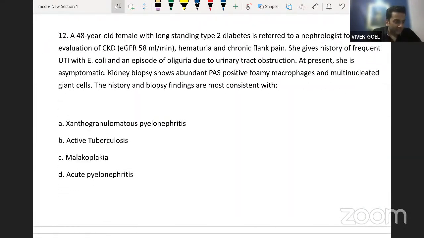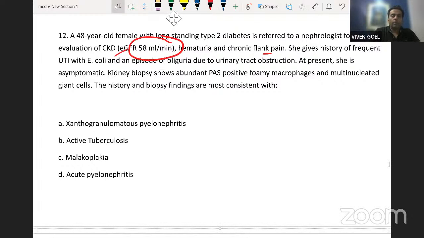Moving on to the 12th question, a pretty straightforward question. A 48-year-old female with a long-standing diabetes history is referred to a nephrologist for evaluation of CKD, hematuria, and chronic flank pain. The GFR is around 58 ml per minute. She gives a history of frequent UTI with E. coli and an episode of oliguria due to urinary tract obstruction. At present, she is asymptomatic. The kidney biopsy shows PAS positive foamy macrophages and multinucleated giant cells. The history and biopsy findings are most consistent with.